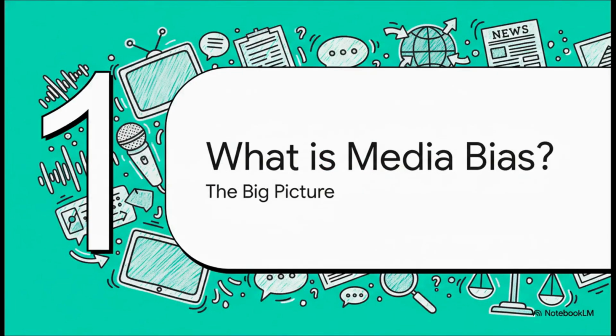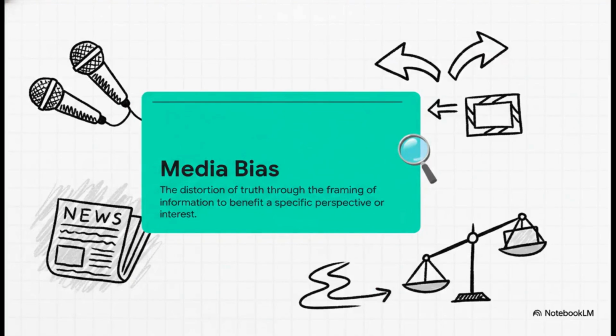Okay, so first things first, we've got to get on the same page here. What even is media bias, really? To get a handle on it, we need a solid definition to work with. Now, here's the core idea, and it's super important. Media bias isn't usually about telling straight-up lies. It's actually way more subtle than that. It's the distortion of truth that happens through the framing of information, how the story is presented to help out a specific perspective or interest.